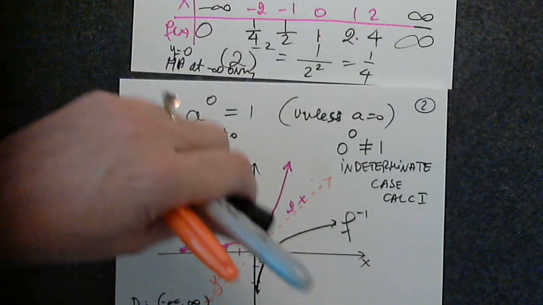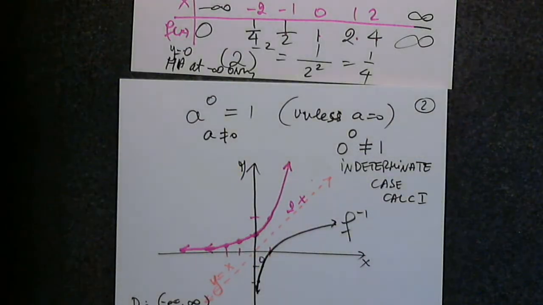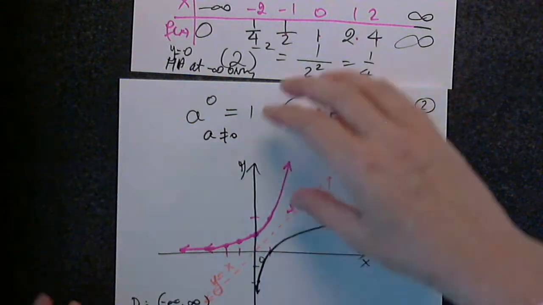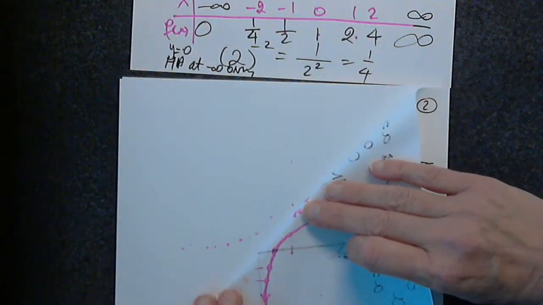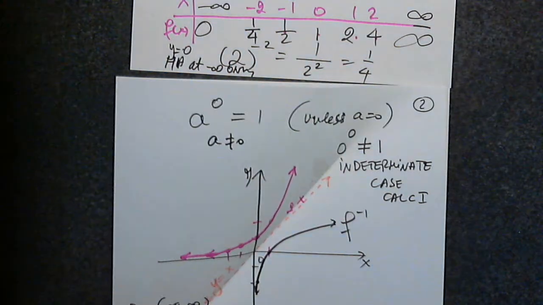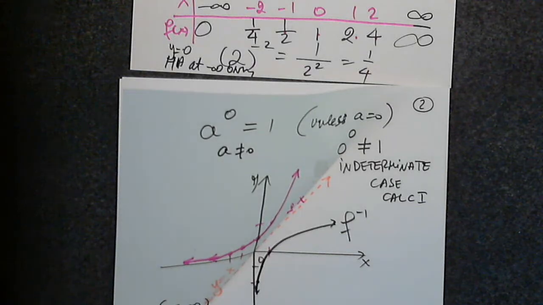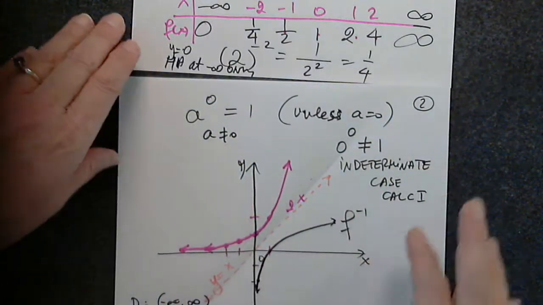This is the inverse function of the given function, 2 to the x. And as expected, when I fold this graph, they have to overlap. Otherwise, they will not be inverses of each other.